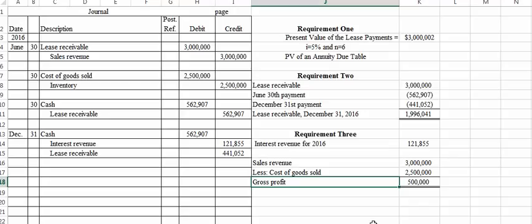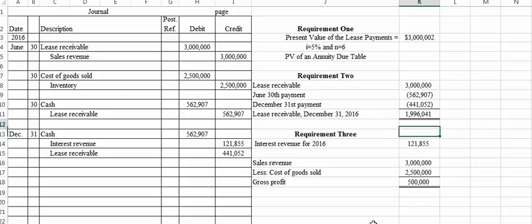But your income statement effects here would be 500,000 of gross profit and interest revenue for 2016 for only 6 months, 121,855, and the balance in lease receivable would be $1,996,041 at the end of 2016.